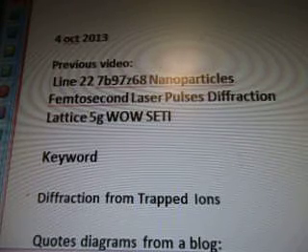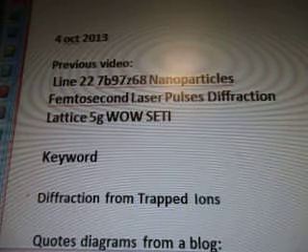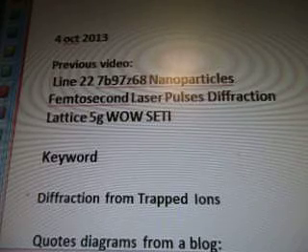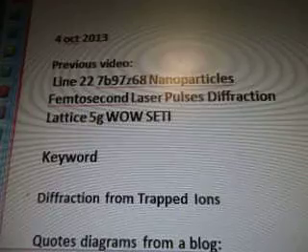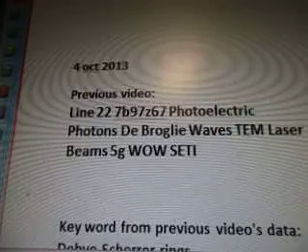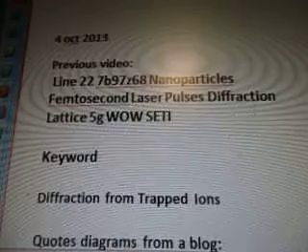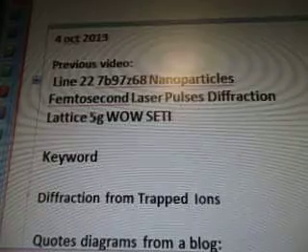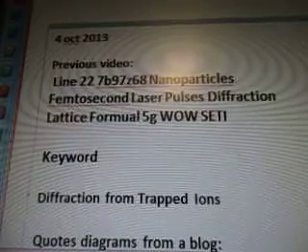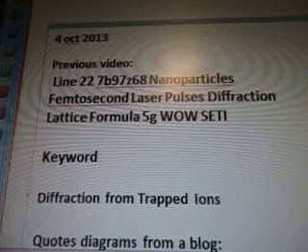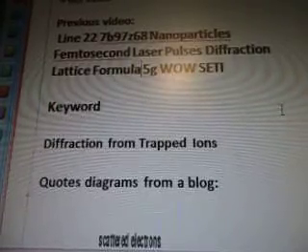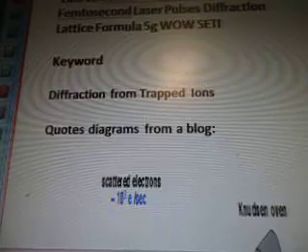October 4, 2013. Today's November 10th. The previous video was line 22, 7b97z68, nanoparticles, femtosecond laser pulse diffraction lattice. And I just realized there was a formula in there, and for some reason, I don't have the word formula here. Okay, there you go. Keyword: diffraction from trapped ions.